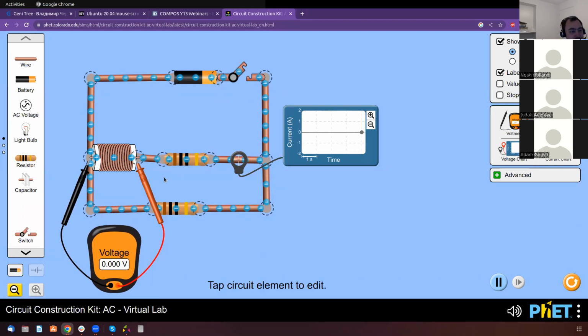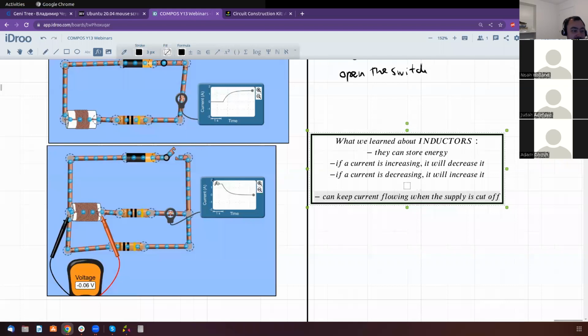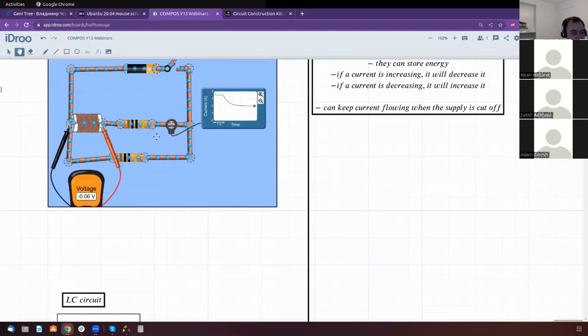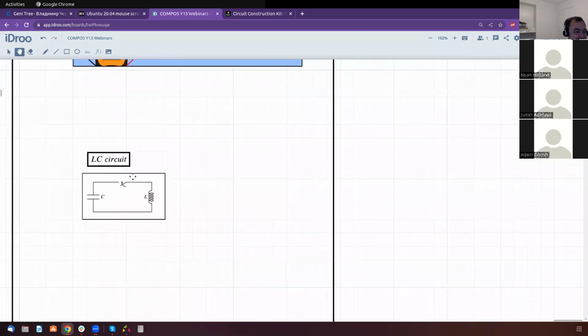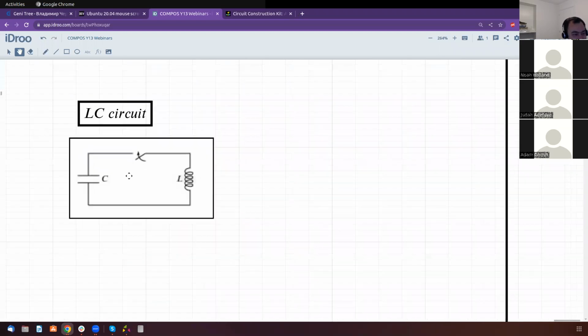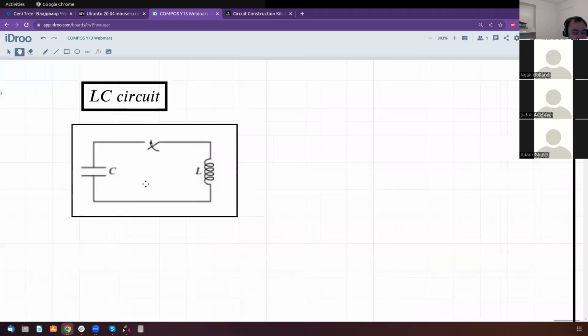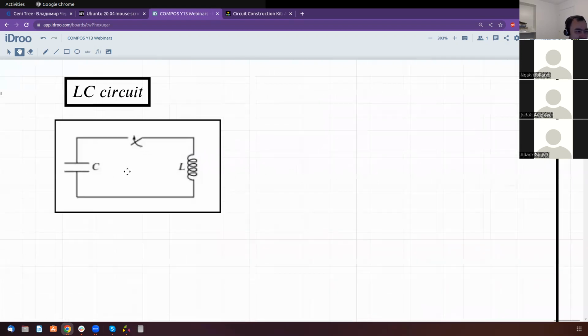Right. Now we look at the next type of circuit, which is probably my very favorite circuit, the LC circuit. Now, this circuit does not contain a battery. Well, how can a current flow in that circuit, you would ask me? How can you start a current? Well, you need to charge the capacitor.